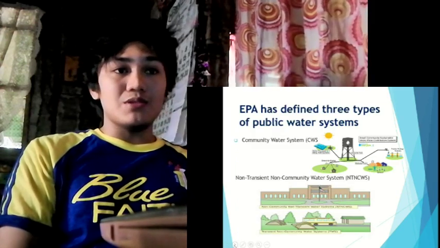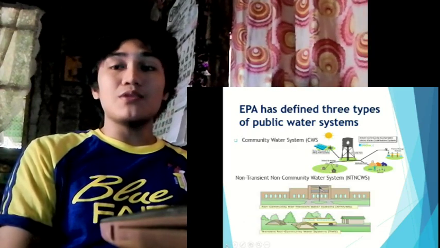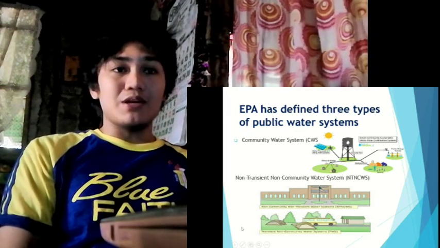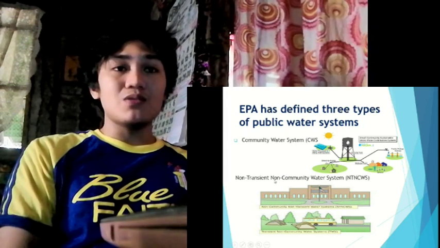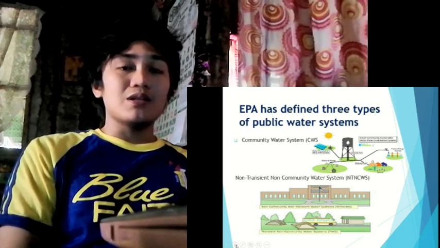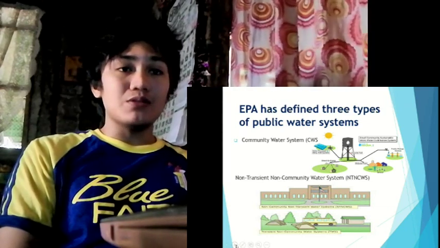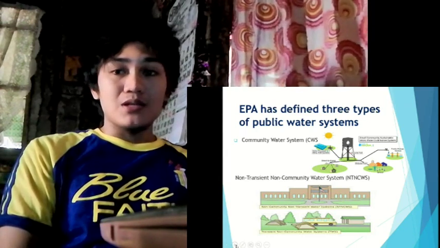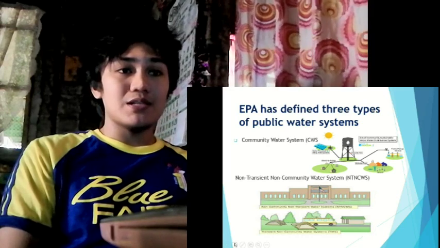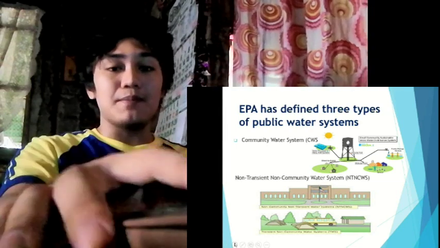A non-community water system is a public water system that regularly supplies water to at least 25 of the same people at least 6 months per year, but not year-round. Some examples are schools, factories, office buildings, and hospitals that have their own water system. A transient non-community water system is a public water system that provides water in a place such as a gas station or campground where people do not remain for a long period of time.